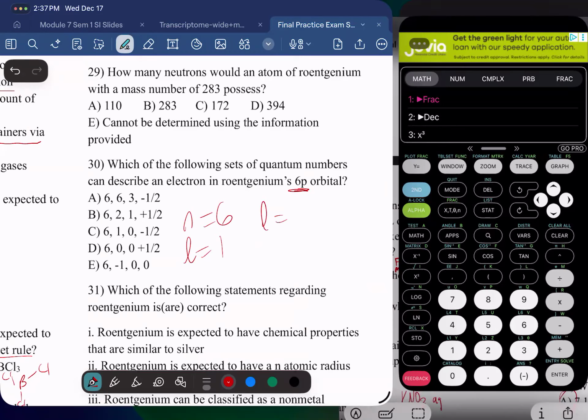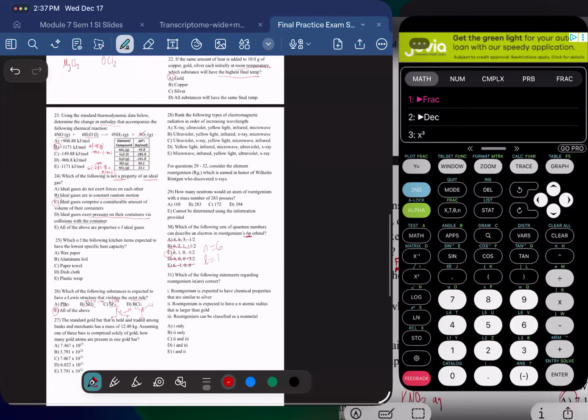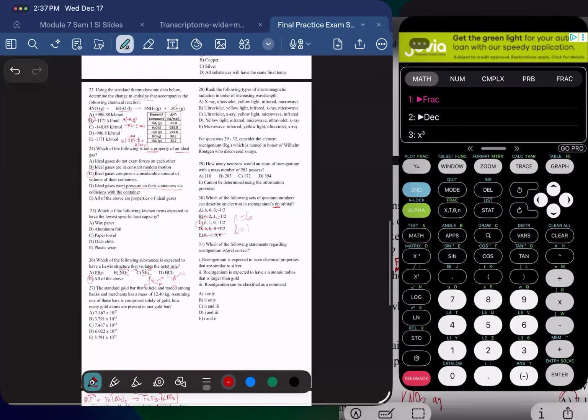L equals 0 will be S, L equals 1 is P, L equals 2 is D, and then L equals 3 is F, right? So L has to be 1. And just by knowing that, we can figure out everything else, right? There's only one answer choice here that has L equaling 1, and that's choice C. So that's how you would represent all the electrons in that orbital. Okay. All right? Any other questions?